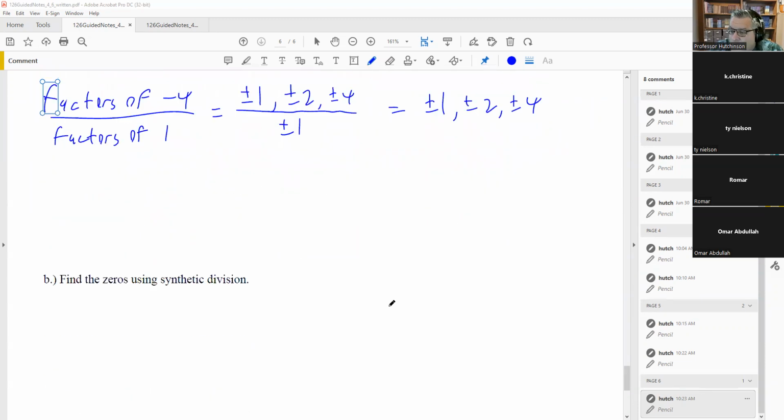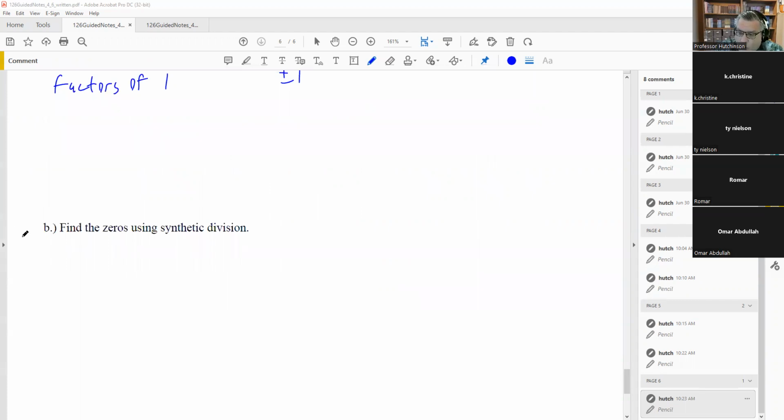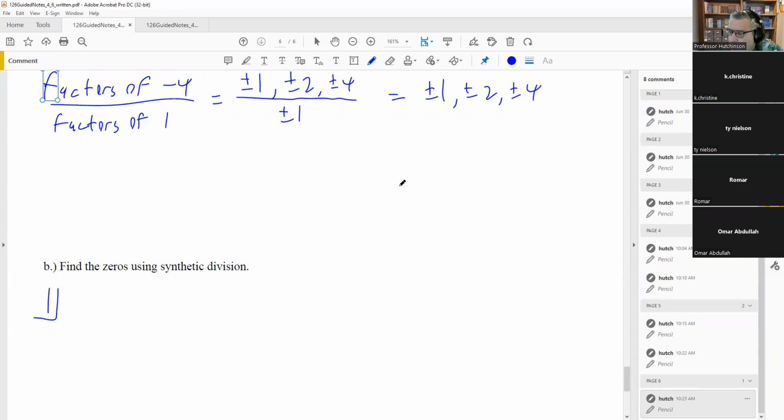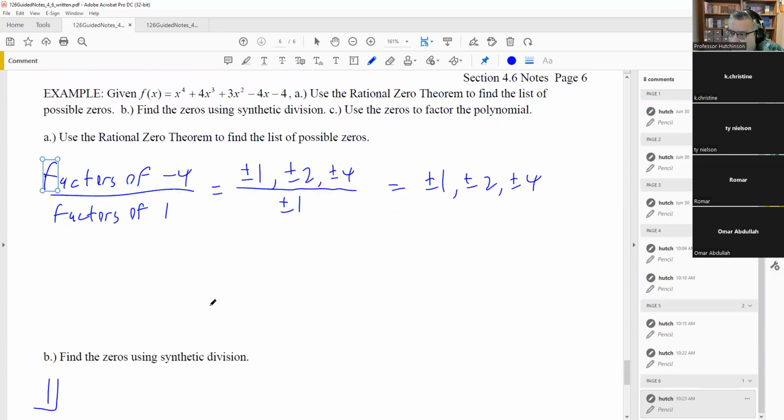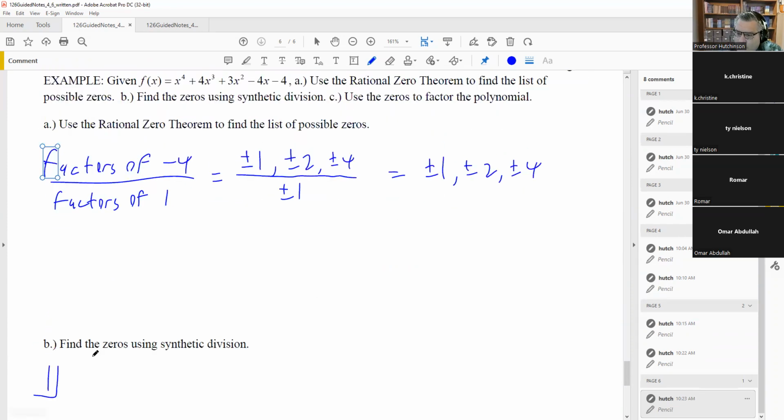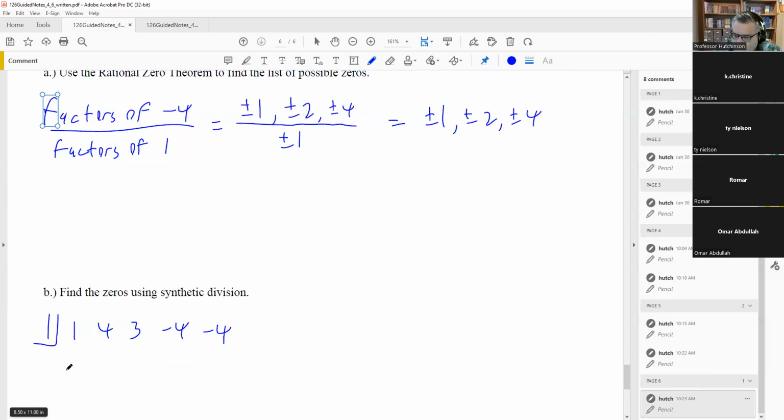So we have to find two zeros in order to take it down to a quadratic. First thing I'm going to do is start with a 1, because that's the first number on our list here, 1, negative 1. So let's start with 1. I have 1, 4, 3, negative 4, negative 4. Okay, so start off with that.